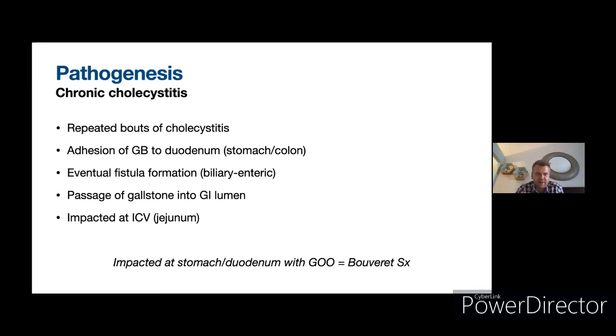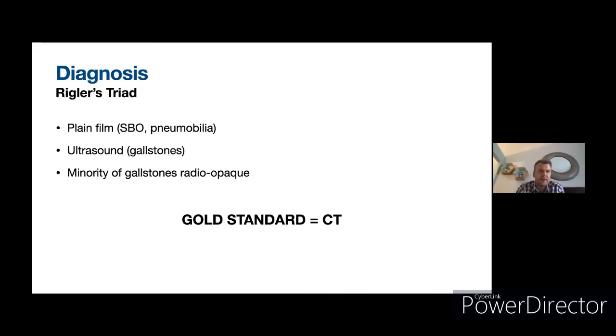If it becomes impacted in the stomach or duodenum and you get a clinical picture of gastric outlet obstruction, it's known as Bouveret syndrome. As I've already mentioned, the diagnosis is made by demonstrating Rigler's triad. We usually rely on some sort of imaging to show this. Plain film might show air in the biliary tree. It will certainly show the dilated loops of small intestine and small bowel obstruction.